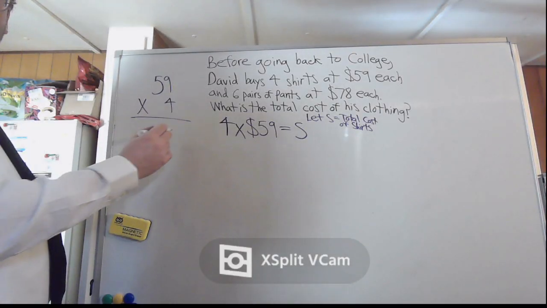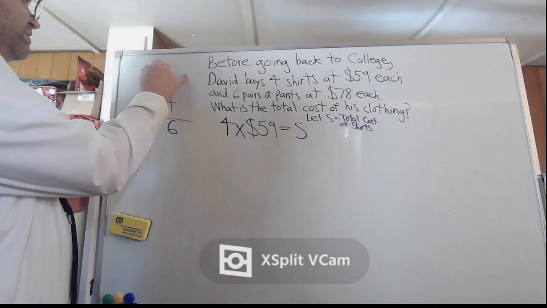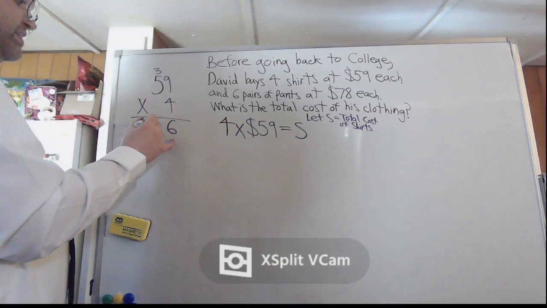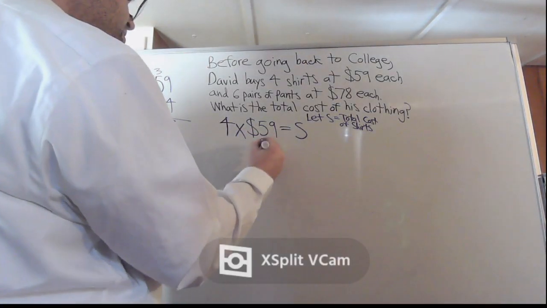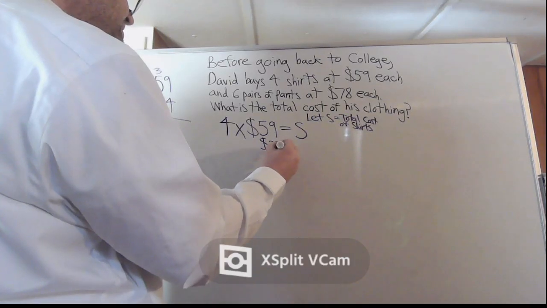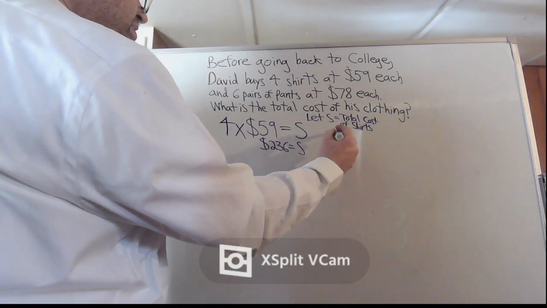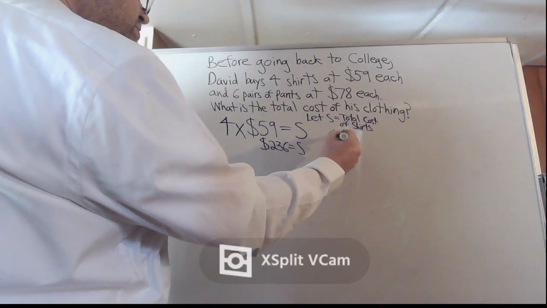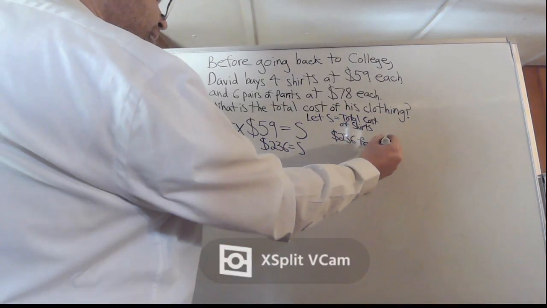So 9 times 4 is 36. Keep your 6, carry your 3. 4 times 5 is 20, plus 3 is 23. So $236 equals S, which means $236 for shirts.